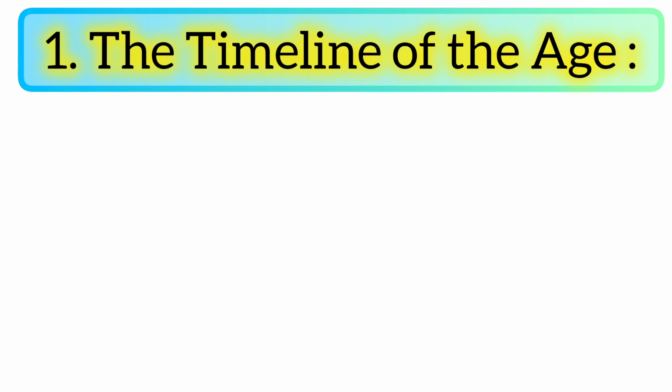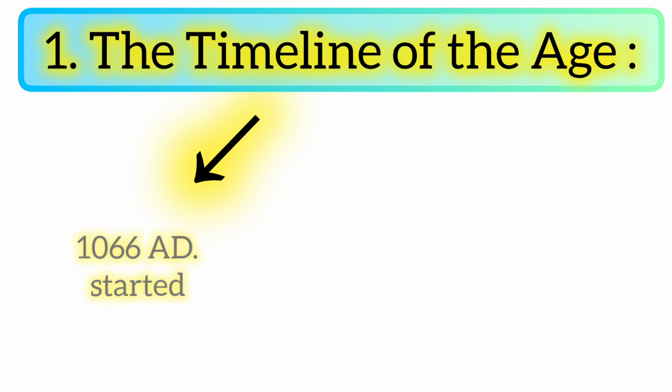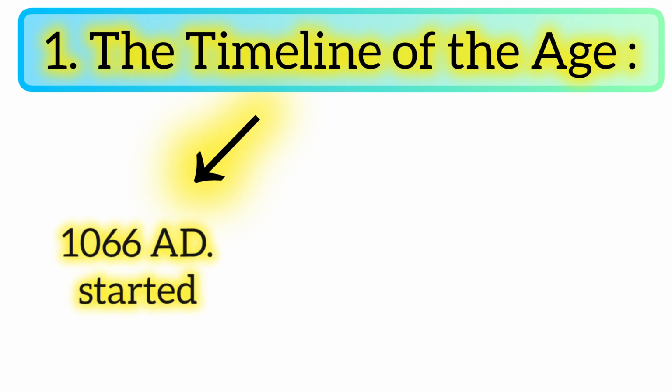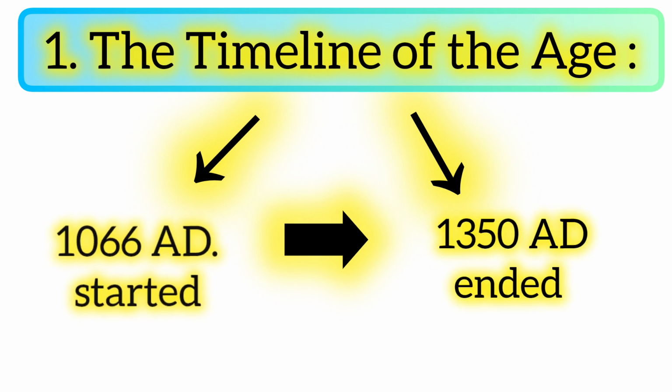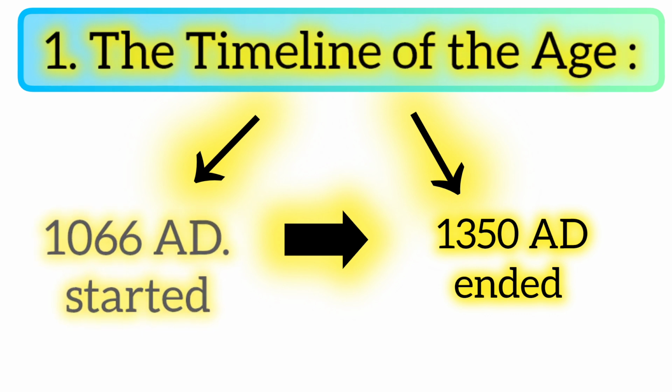As far as the timeline of this age is concerned, it started when the Anglo-Norman king William the Conqueror defeated the Anglo-Saxon king Harold in the Battle of Hastings in 1066 AD. We cannot say when this period came to an end, but roughly we can say that it lasted up to 1350 AD. Okay, dear friends, it was the timeline of the age.